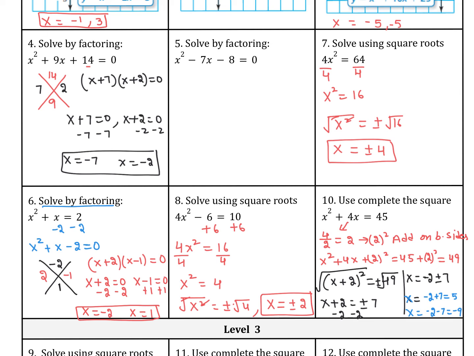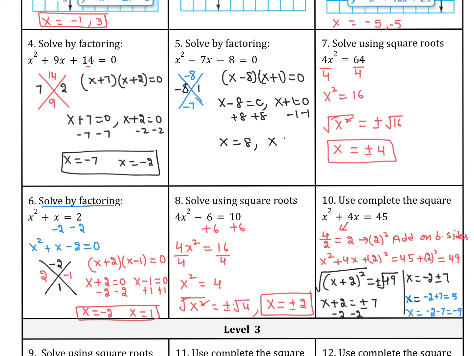So for number 5, you should have the other side equal to 0, and there the other side is equal to 0 for factoring. On top is -8, bottom is 7, and the two numbers are going to be -8 and 1. So the factors are (x - 8)(x + 1) = 0. x - 8 = 0 and x + 1 = 0. You find that x = 8 and x = -1.